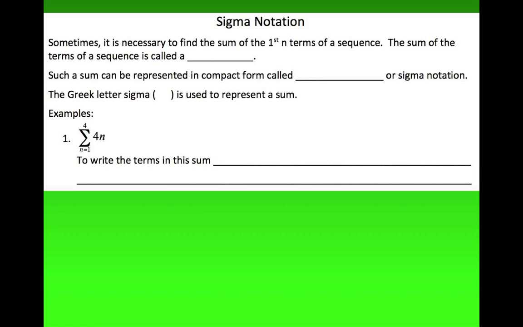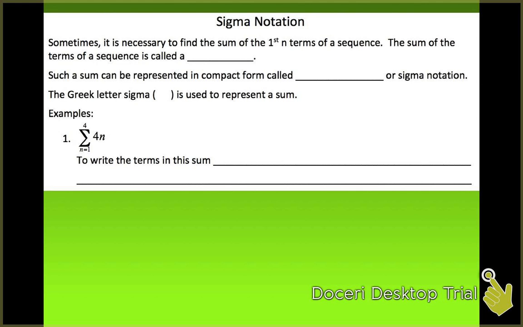Sometimes it's necessary to find the sum of the first however many terms of a sequence. The sum of these terms is called a series. Such a sum can be represented in a compact form called a summation, or sigma notation, and that is that fancy backwards looking E thing, sigma, and it's used to represent a sum. So a sequence is when the numbers are ordered in a specific way. A series is when you're adding them all together.